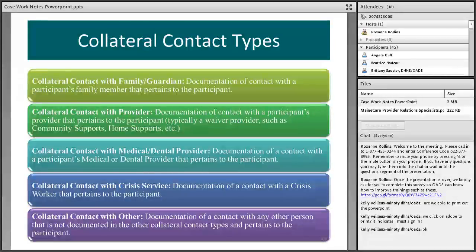There's collateral contact types. These are when you contact people on behalf of the client, but not the client directly necessarily, such as collateral contact with the family and the guardian, collateral contact with the provider, or collateral contact with the medical or dental provider, contact with crisis service, or with other, which documents any other type of person documented that doesn't have their own specific contact type.